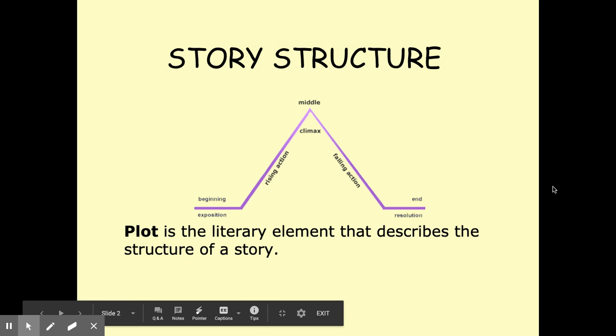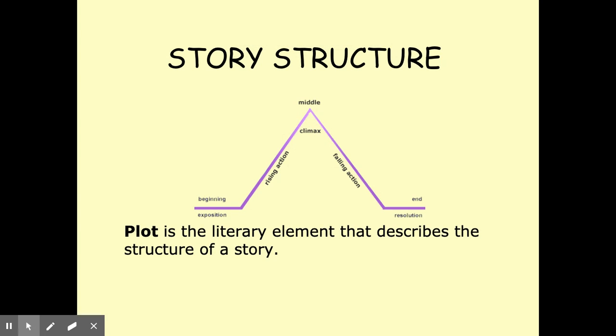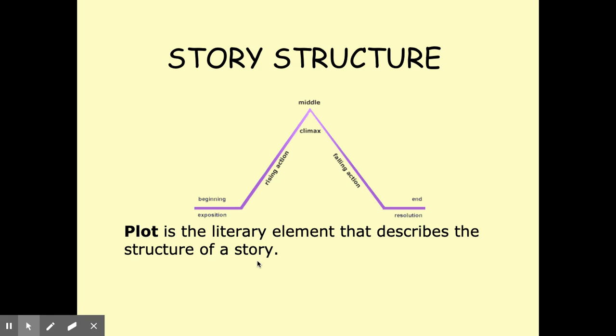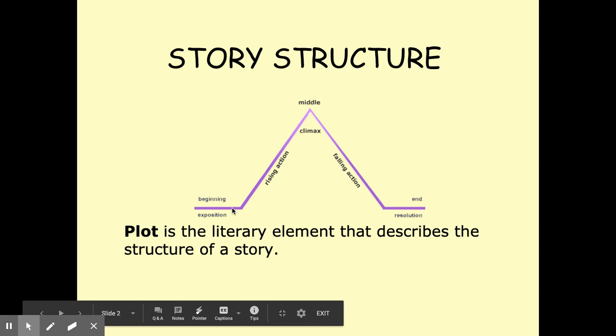Hey guys, so today we're going to be learning about the basic structure of a story. Okay, this is what we call plot. Plot is the literary element that describes the structure of a story. Effectively, what happens in a story. That's the plot. And for every story, you're going to have a beginning of the plot, the exposition.